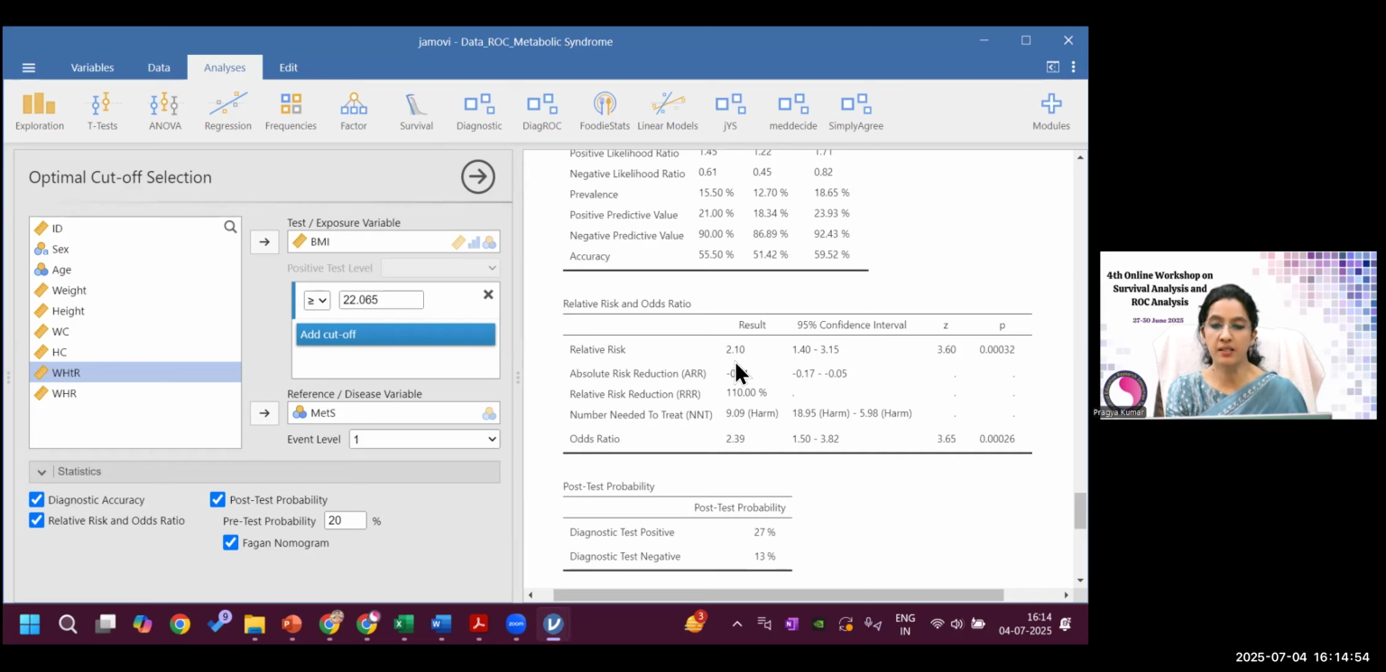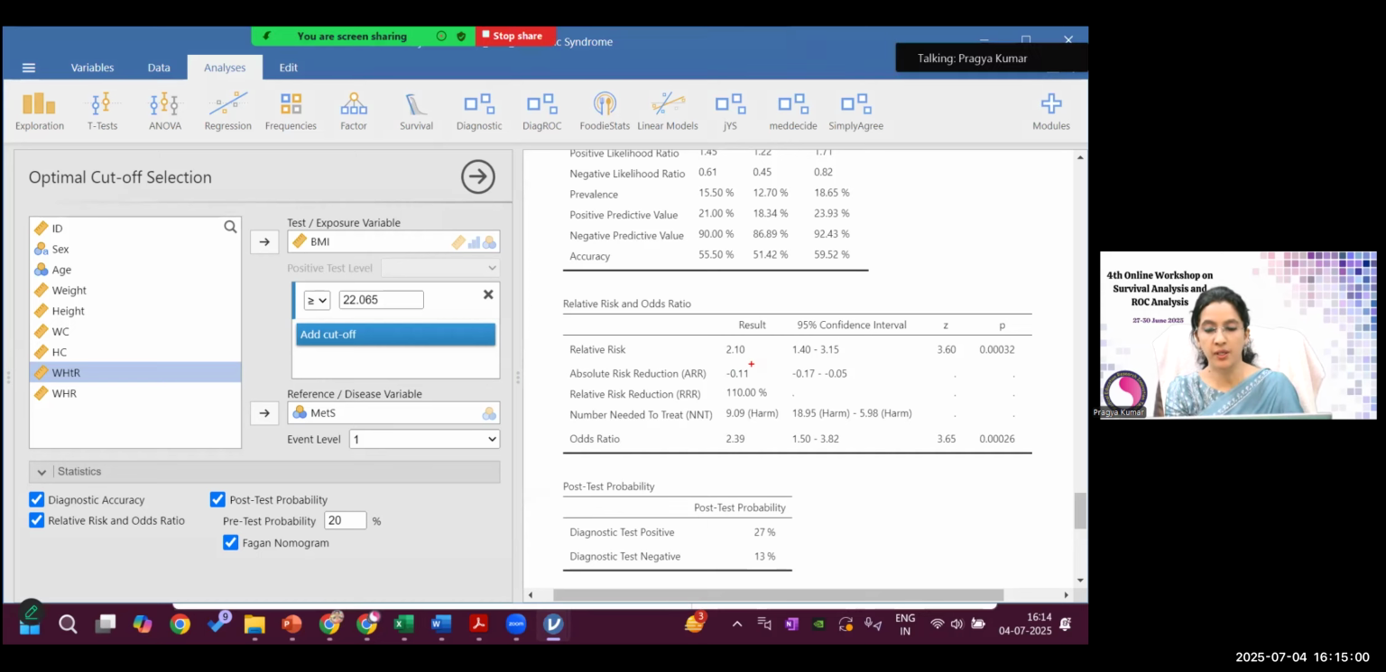That means this is actually not risk reduction. That's why the sign is minus here. Because risk reduction happens when there is a control and there is an intervention minus control, then we say risk reduction. But here actually there is a harm. So that's why there's a negative sign. That means the risk is increased in the people who are having more than 22 BMI.